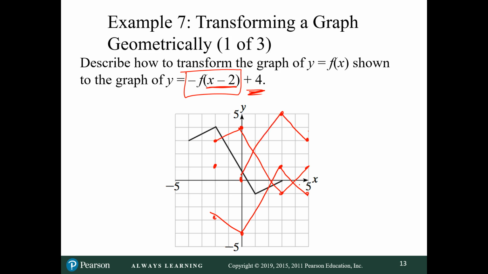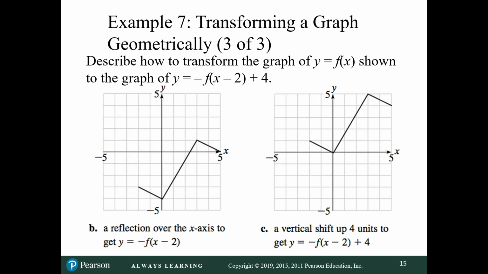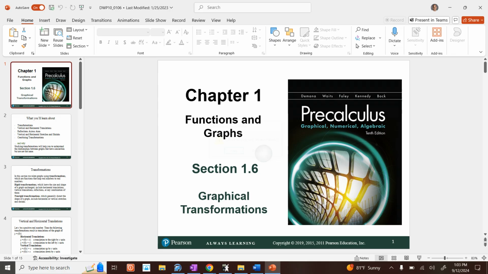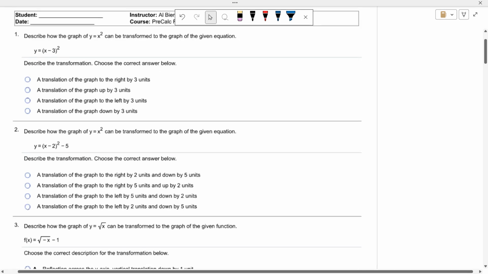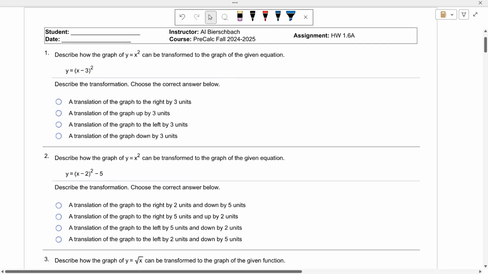I think I screwed this up. Yeah, this one should be here. So it's here. Besides that, it should look like that. There we go. Okay, 6A. Okay, what does this tell us to do?